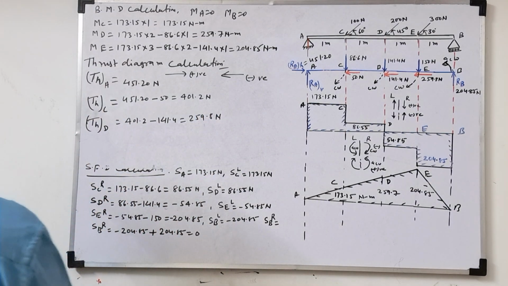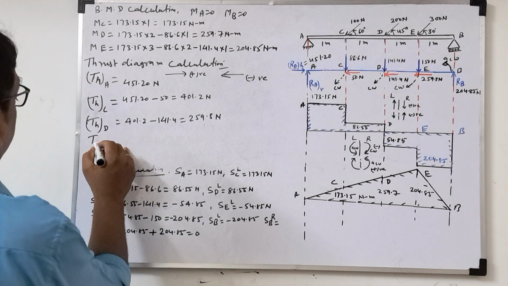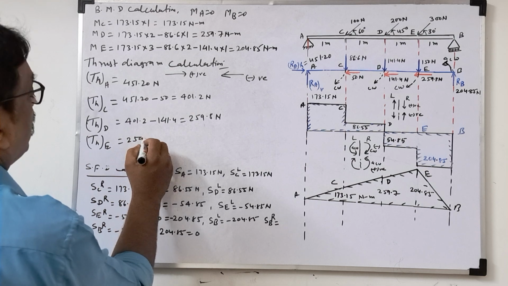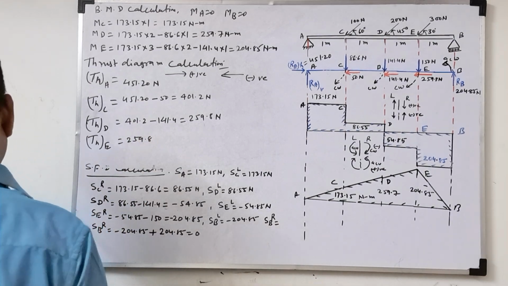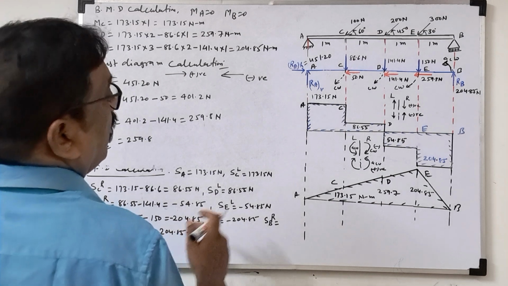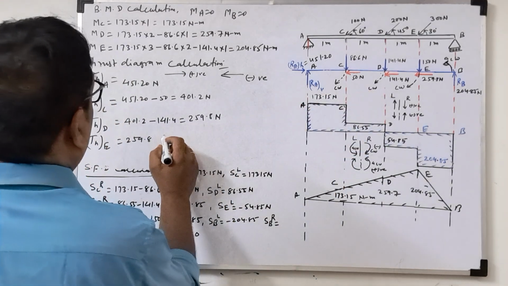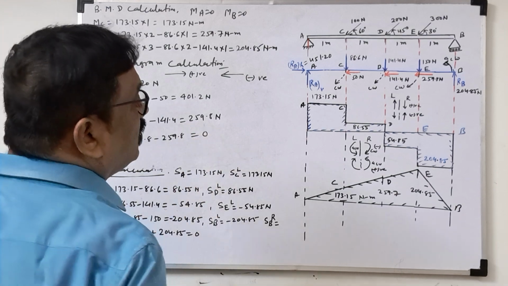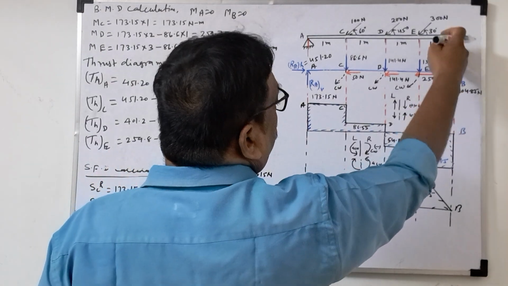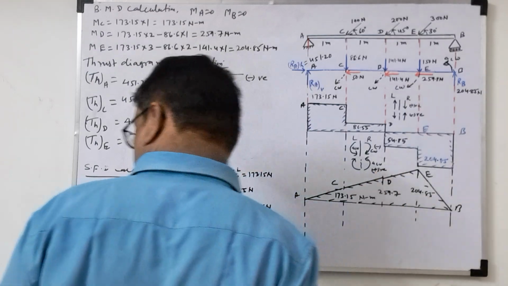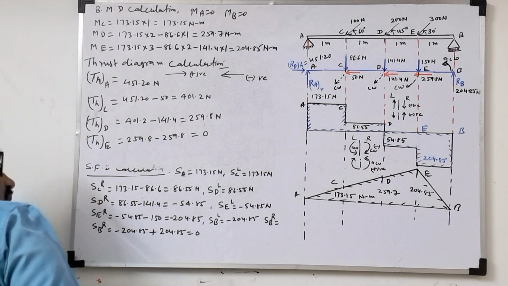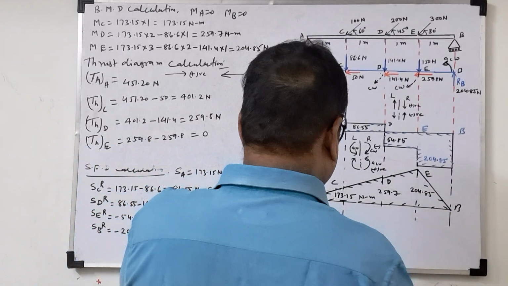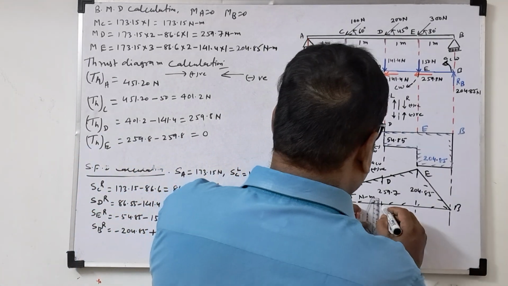Now we'll find the thrust force at E. Thrust force at E is equal to 259.8, and how much is there? 259.8. So the thrust force at point E comes to 0, because here there is no horizontal force, so the thrust force will come up to this point only. So we'll draw the thrust force diagram here. First we'll draw the line, extend this line.